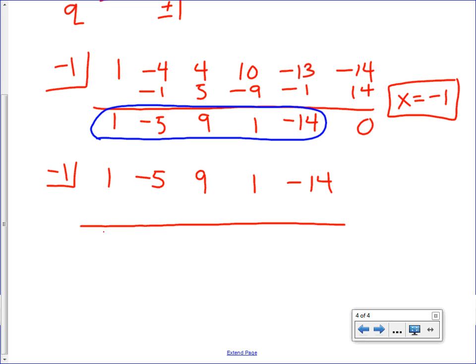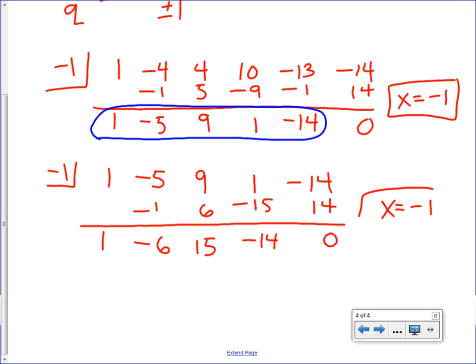All right, bring down the 1, multiply, add, multiply, add, multiply, add, multiply, and we get another remainder of 0. That means I have to put x equals -1 on my list of answers a second time. So we've got -1 as a repeated 0, okay? It's counting twice. We've got 2 of our zeros, but we still have 3 more. That's why this is such a long problem.